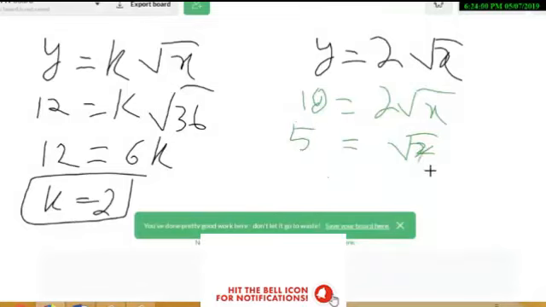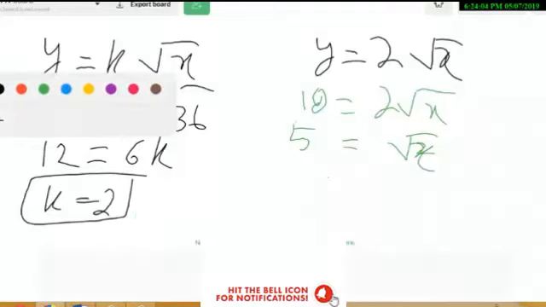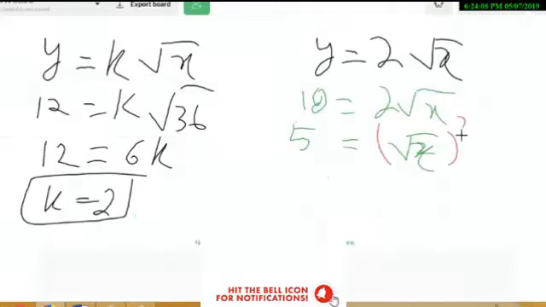Now the second part is, what is x if y is 10? Okay, so if y is 10, so let me plug this value here. If y is 10, so here, what is x here? So I will divide this 2 here. 10 divided by 2 is 5. Now I will take, so it is x here. Now I will take square on both sides. Okay, so I will take square on both sides, square over here.